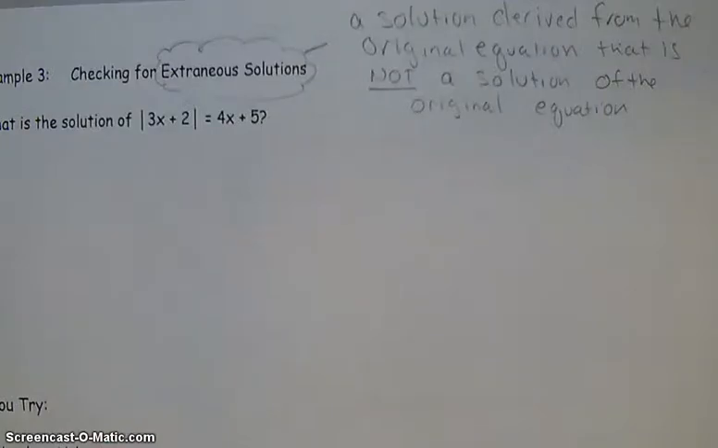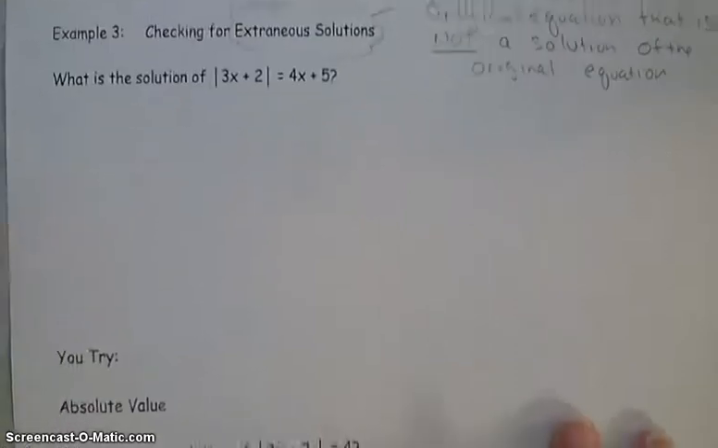Okay, example 3, we're going to look for checking for extraneous solutions. An extraneous solution is a solution derived from the original equation that is not a solution of the original equation. So remember how we have to set these up to positive and negative. Sometimes we're going to set those up, and then when we go back to do our check, it's not going to give us the right answer. So that would be an extraneous solution. So let's go ahead and work example 3 to demonstrate this.